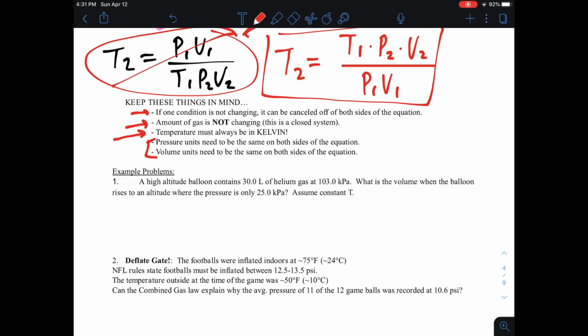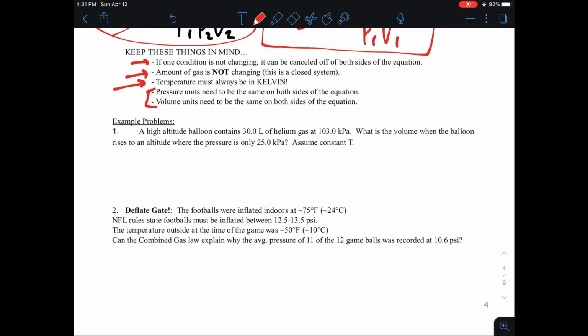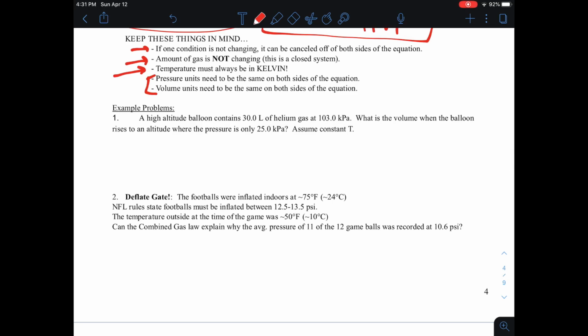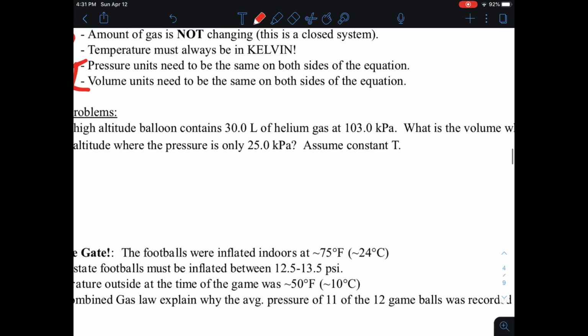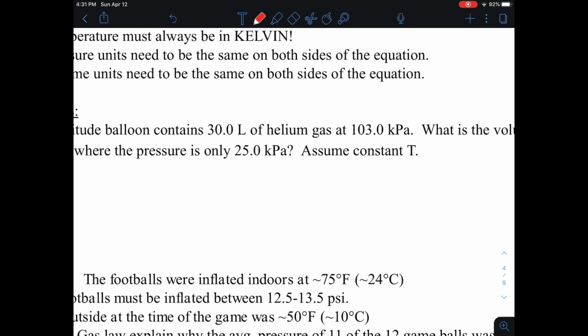All right, let's try a couple example problems that deal with combined gas law. A high altitude balloon contains 30 liters of helium gas at 103 kilopascals. Here's one of my suggestions for you. When you're working through these combined gas law problems, let's start labeling things as we go along.